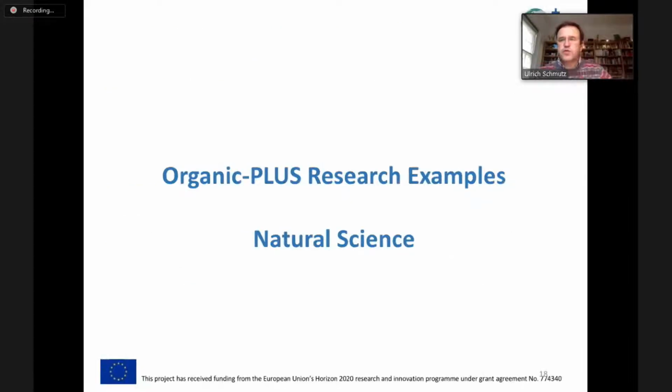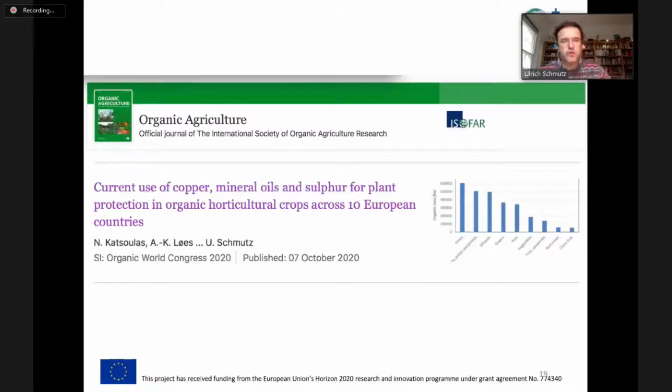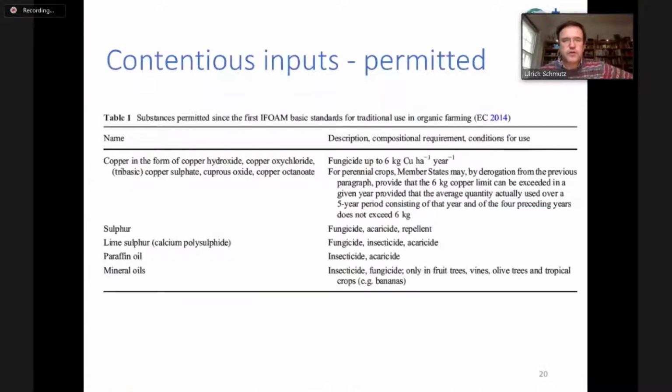So we do some natural science research, and I draw now on a paper published recently in Organic Agriculture, where we map, first of all, the use of copper, mineral oils, which is another contentious part, and sulfur for plant protection. In this paper, we focus specifically on horticulture and across those countries. So the contentious inputs which are permitted are here.